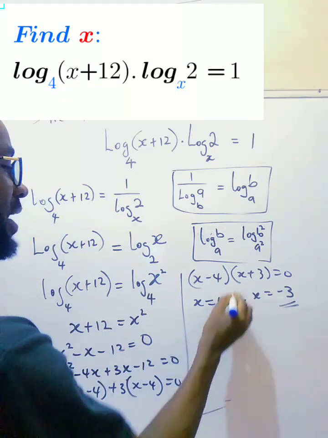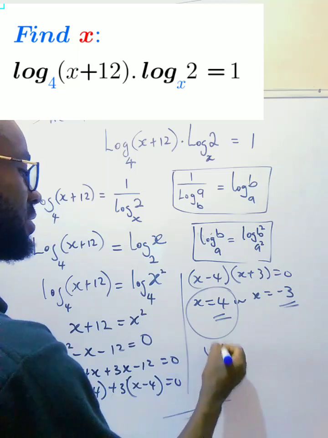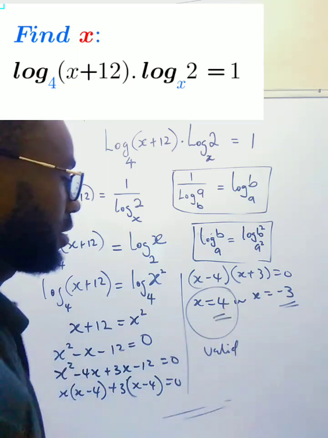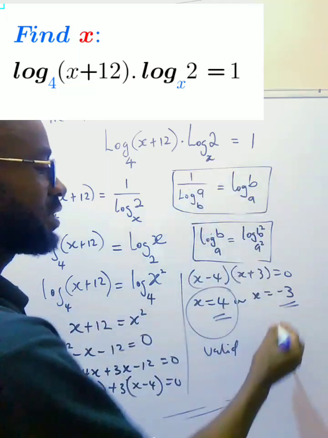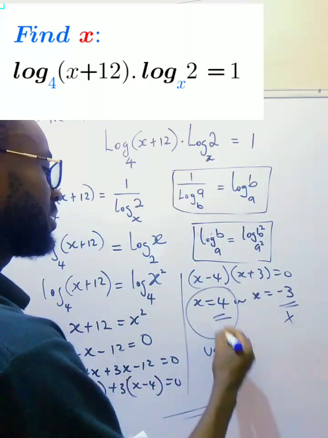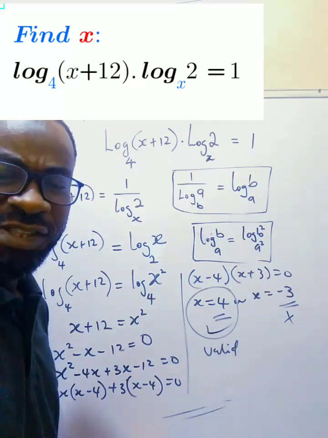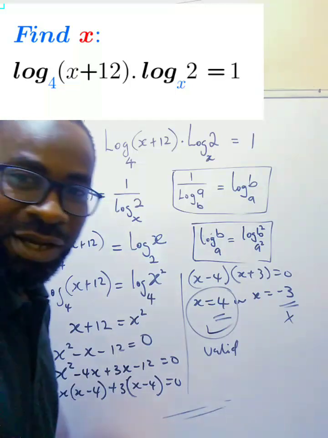But the one that is valid is x equals 4, because the base of the logarithm cannot be negative. So this one is not valid. This one is valid. So this is our solution to this problem. I hope you get it.